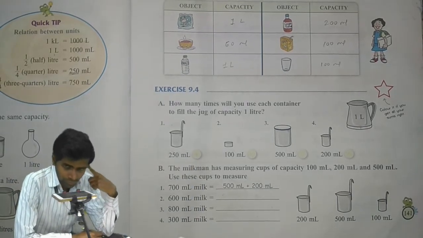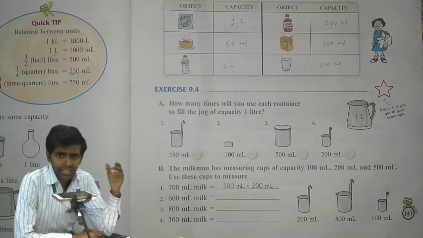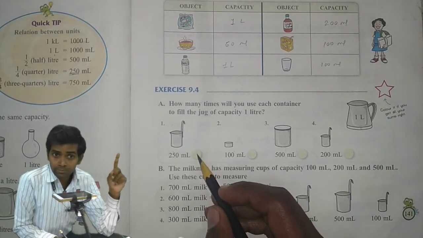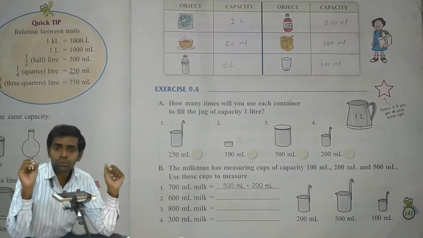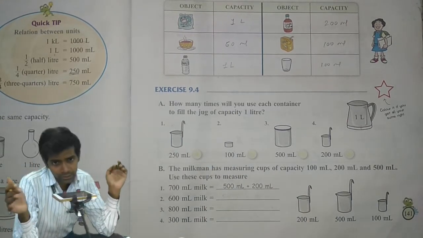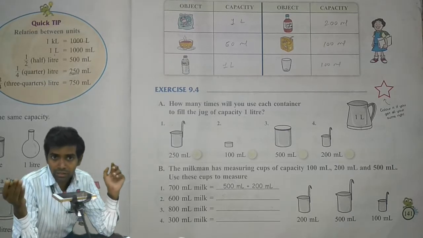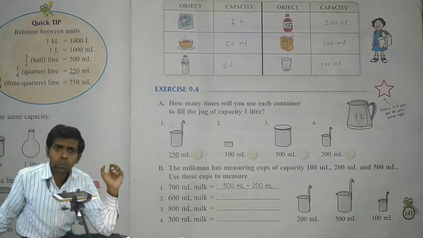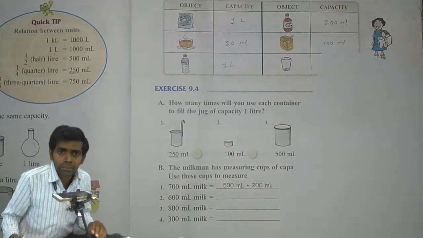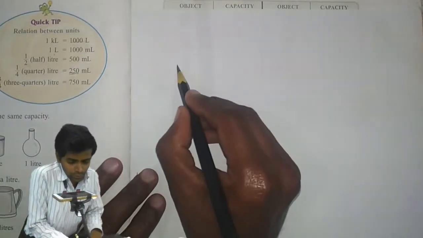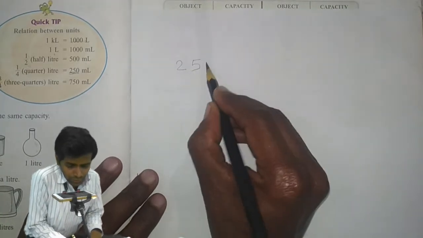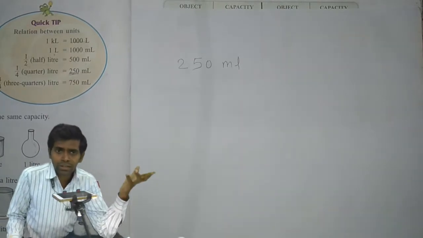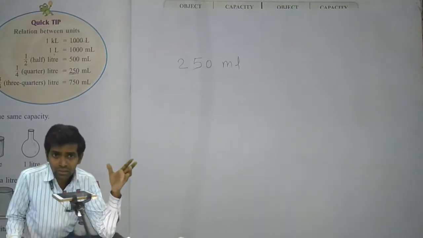We know that the 1/4 part is 250 milliliters. So we require 4 times the 1/4 part to make 1 whole. We have learned this in fractions. So remember one thing: अगर आपके पास 250 milliliters है, ध्यान से देखो, we have a container of 250 milliliters and we have to fill 1 liter.